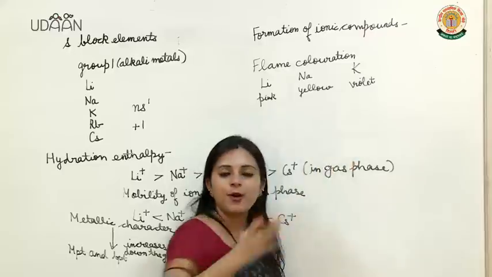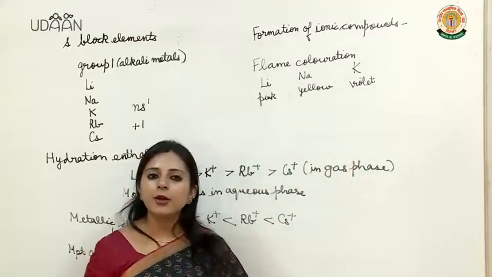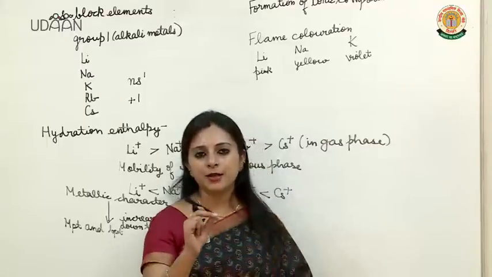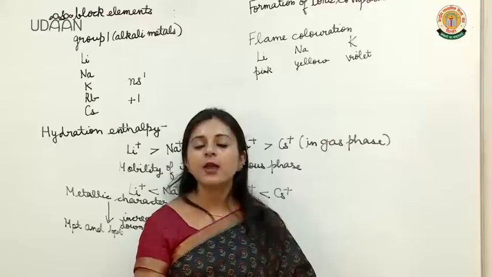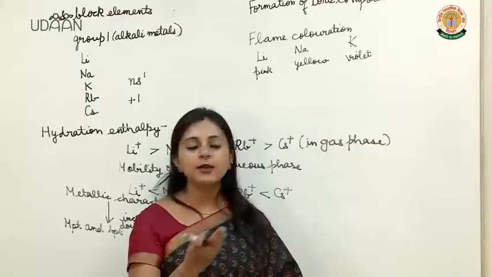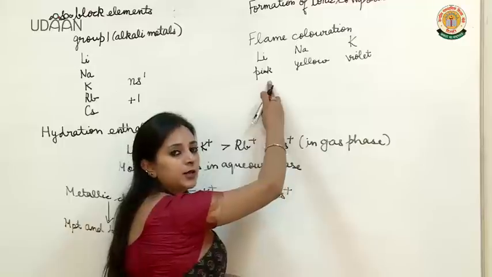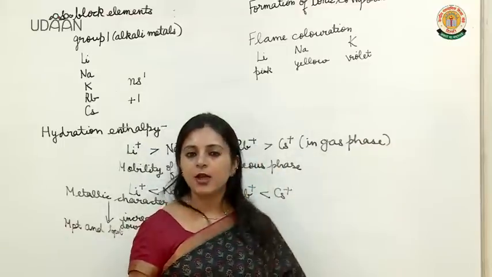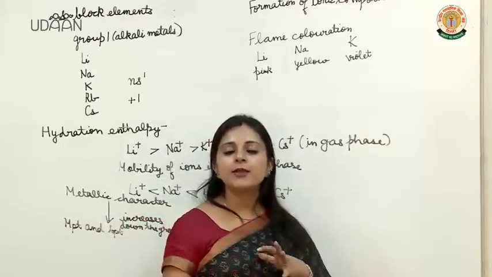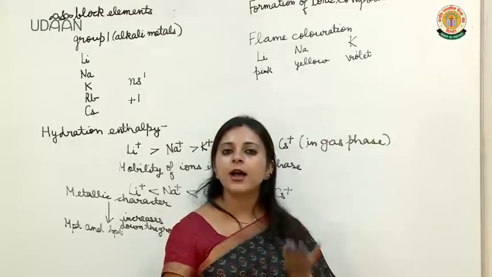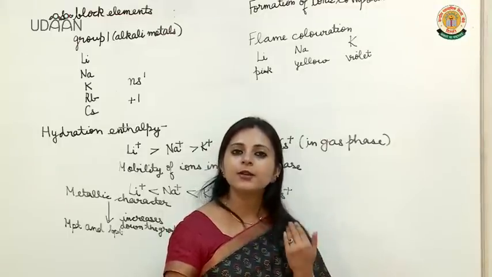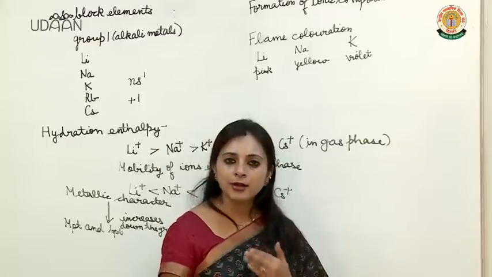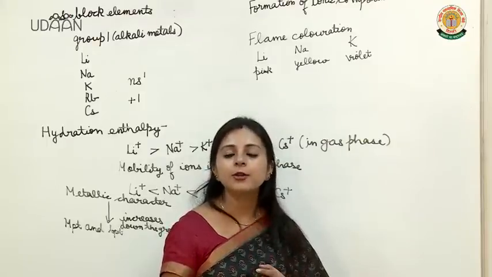Now, why do they impart these colors to the flame? What happens is we take the alkali metal salt, put it on a platinum wire, and put it in the Bunsen flame. Then we get that pink color in case of lithium, yellow color in case of sodium, and violet color in case of potassium. The flame excites the electrons to the higher energy levels, and when they return back, they emit light which falls in the visible region, and that is why they impart color to the flame.